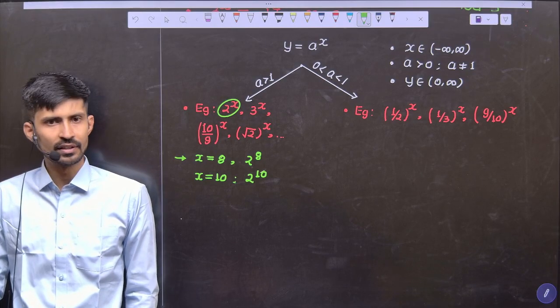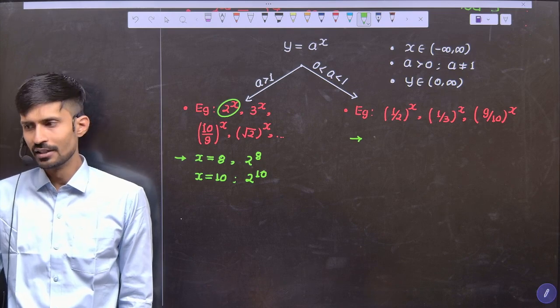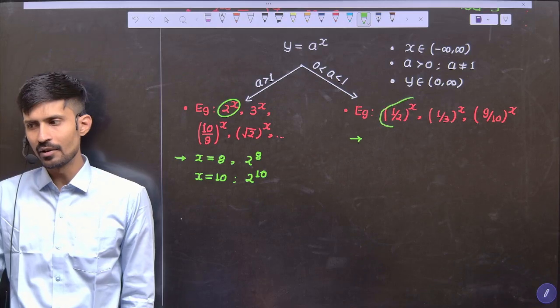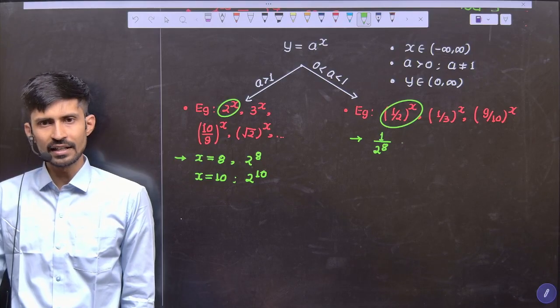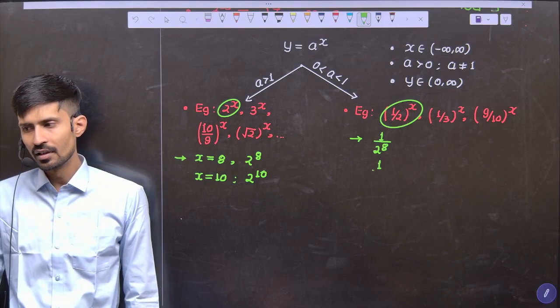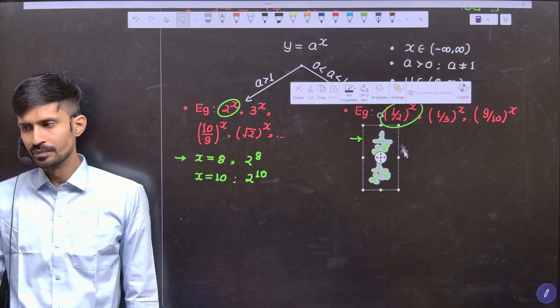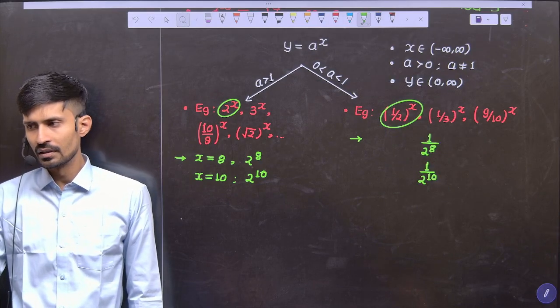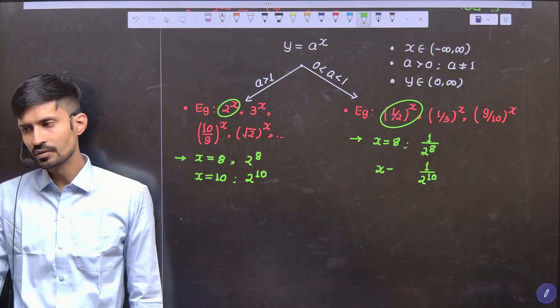2 raised to 10. Now let's put the same x equals 8 and x equals 10 in this other example. Suppose here I put x equals 8, what number will it give? 1 by 2 raised to 8. Okay, when you put 8. And now tell me, when you put x equals 10, what number will it give? 1 by 2 raised to 10. So that is when x equals 8 and x equals 10.